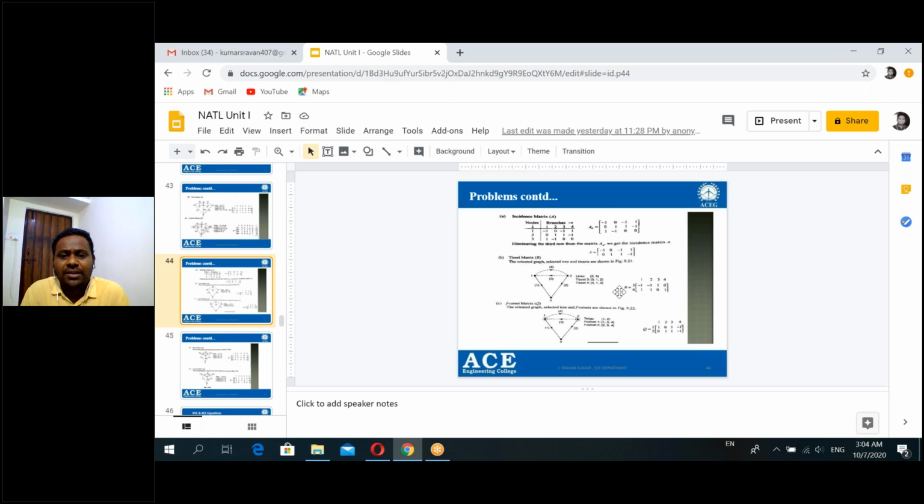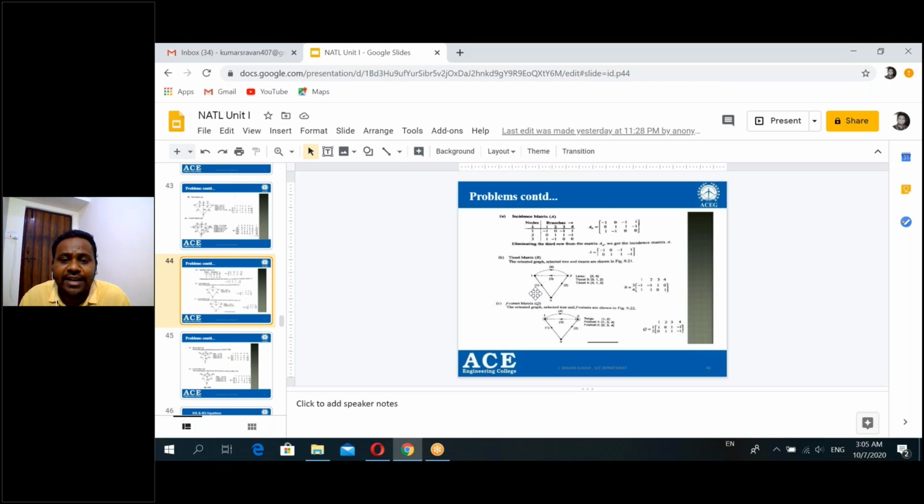Observe everyone, for the common graph. I consider this graph. 1, 2, 3 are nodes. 1, 2, 3, 4 are the branches. At node 1, how many branches are leaving? How many branches are entering?